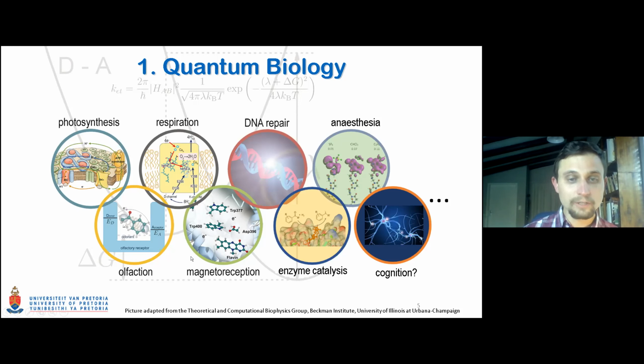Magnetoreception is another very interesting field which describes how many birds, migratory birds, and also many other organisms have a sense of direction. For example, birds that migrate from the North Pole or Northern Hemisphere to the Southern Hemisphere in one season, and then late in the year will migrate back, so thousands of kilometers that they will fly, and they have an extremely good sense of direction.